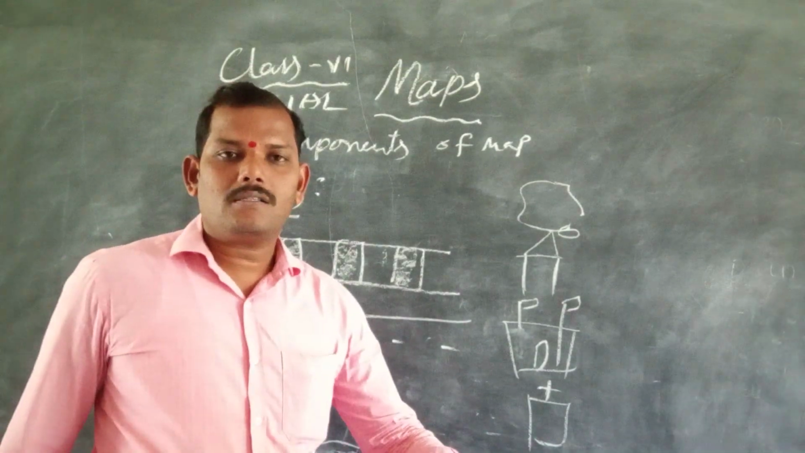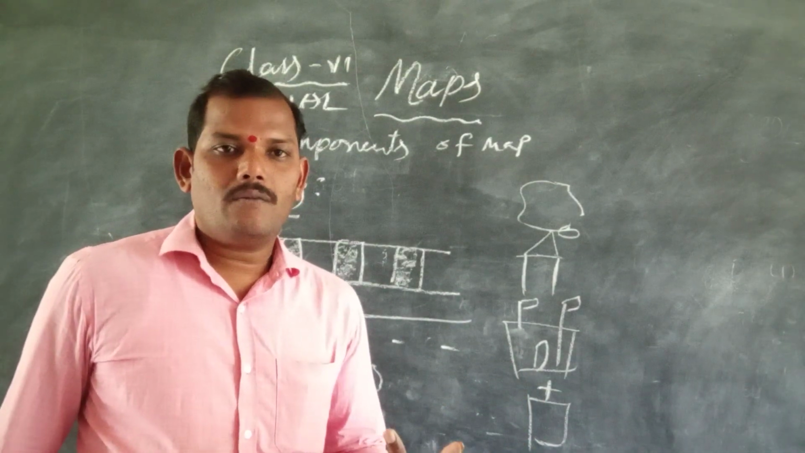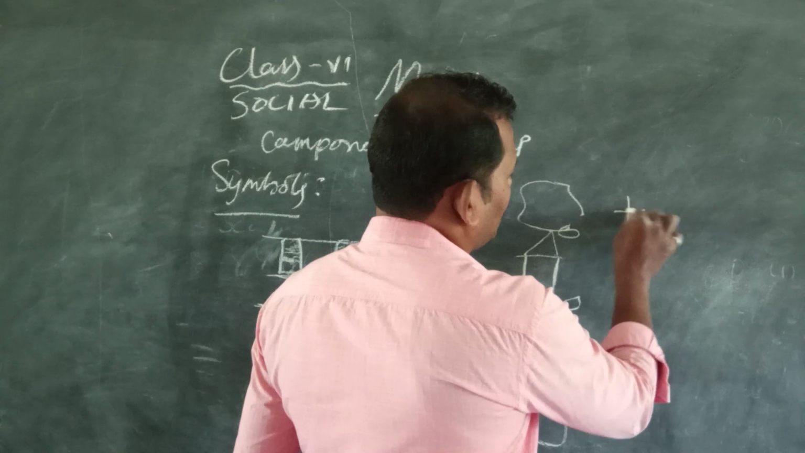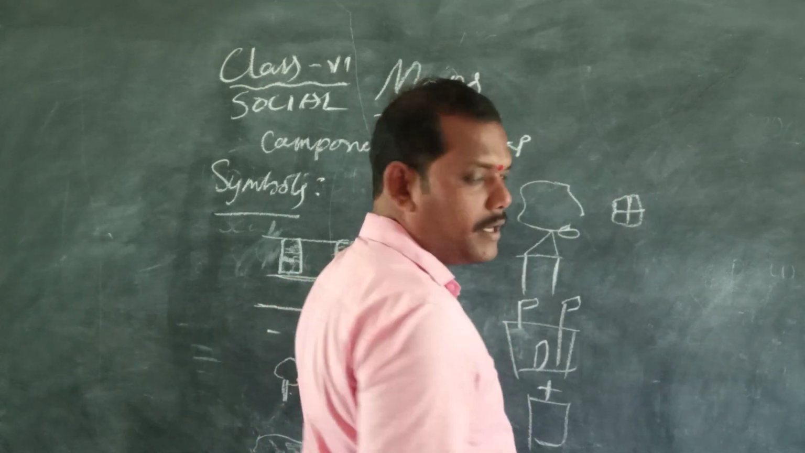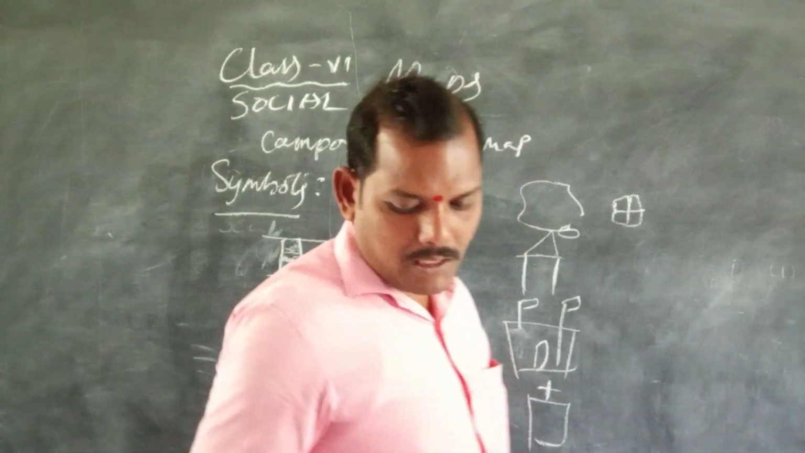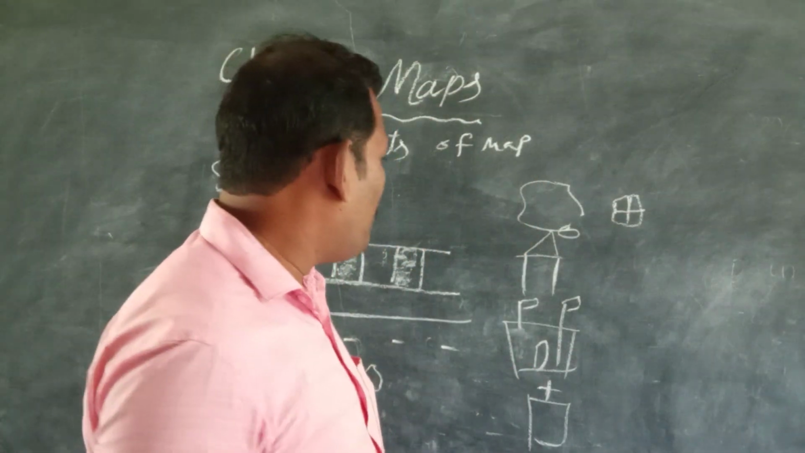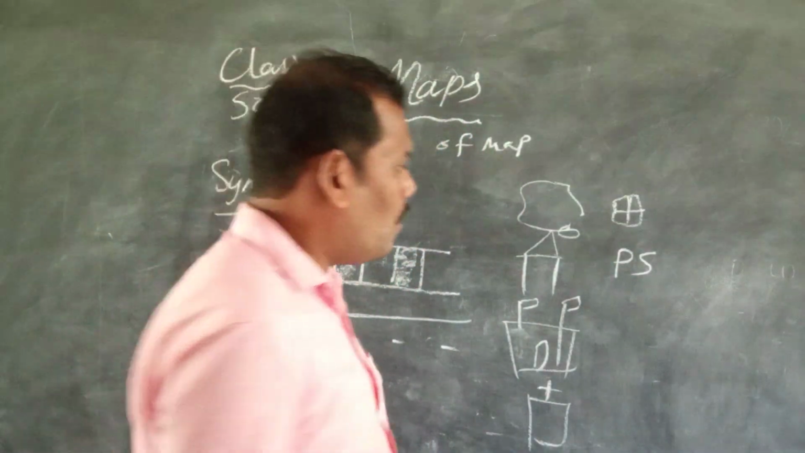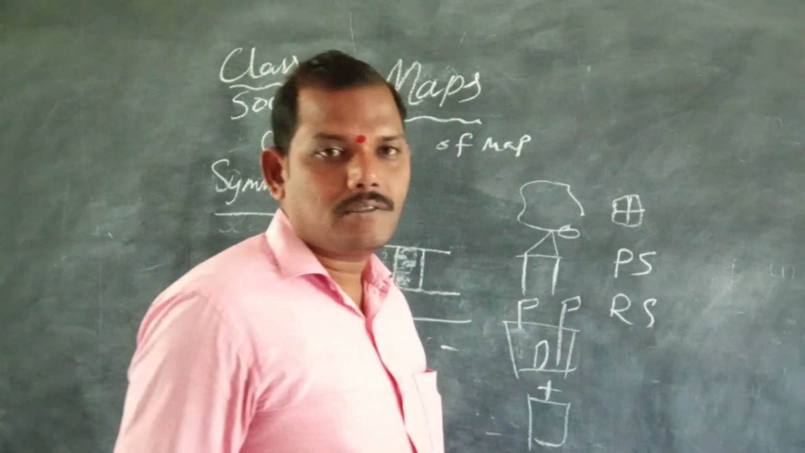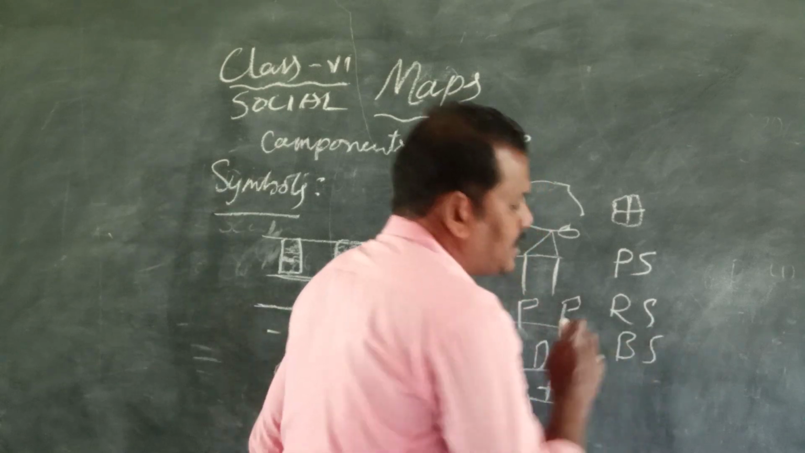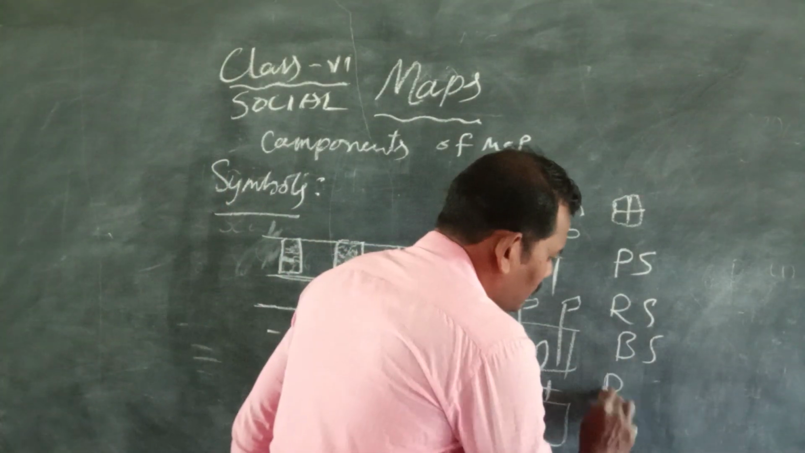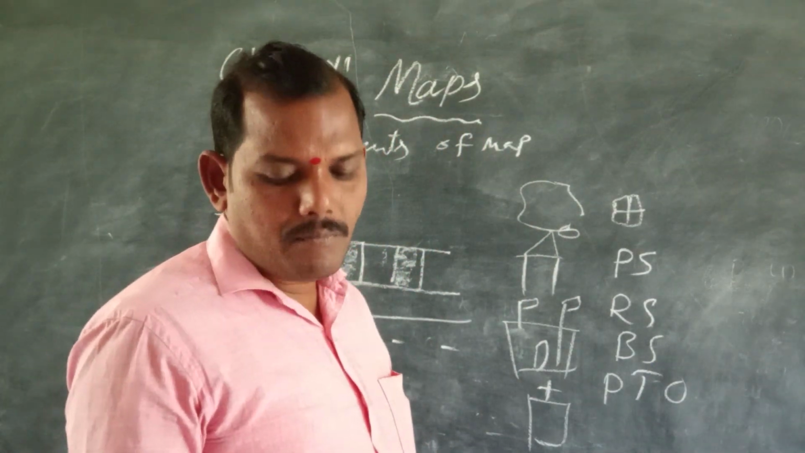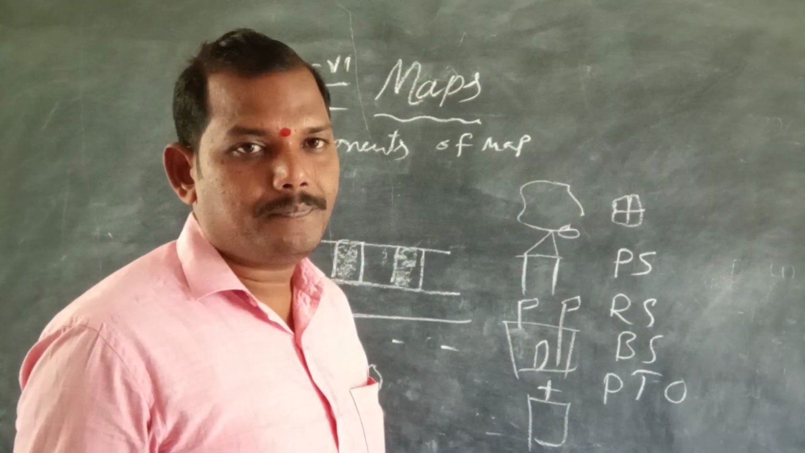We have seen some types of symbols when we are traveling on the bus, and somewhere these symbols are there. This is the symbol of hospitality, right? Different symbols we have seen in the map, and PS is called the police station. RS, railway station. BS, bus stop. PTO, post and telegraph office. Right? These are the different symbols we use in the map.